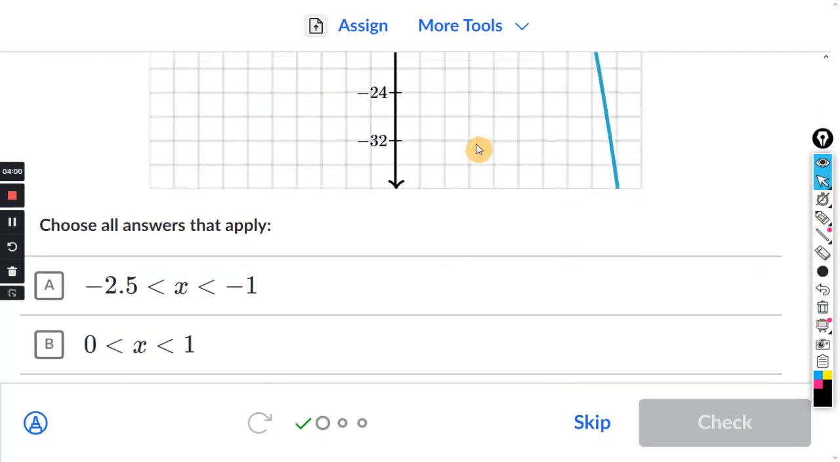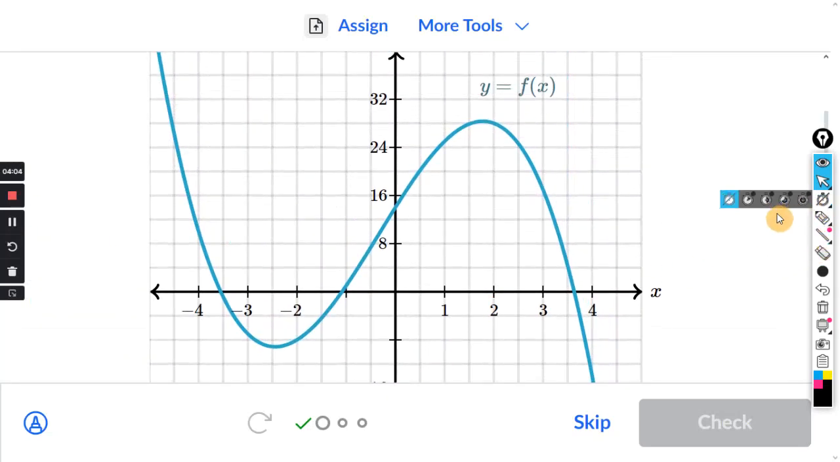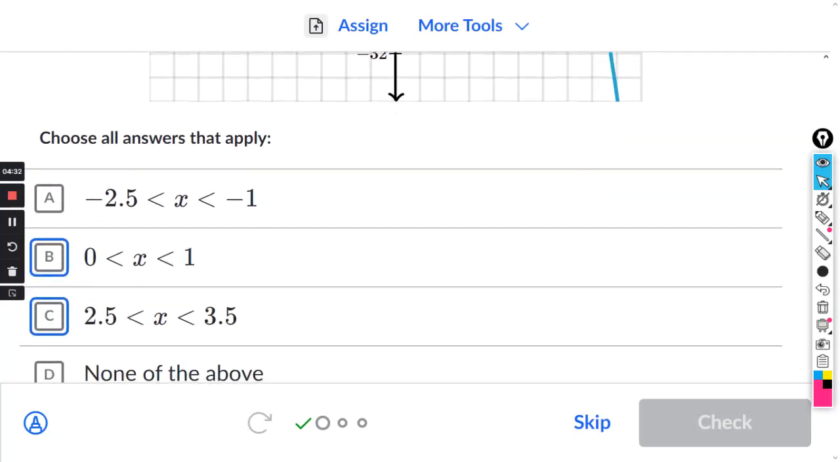All right, next answer, between 0 and 1. All right, go to the x-axis. X equals 0, x equals 1. Trace that to the graph. What is the graph doing in this section? Going left to right. That's going up. That is a positive slope. It is increasing between x equals 0 and 1. All right, and they want decreasing, so that's no good.